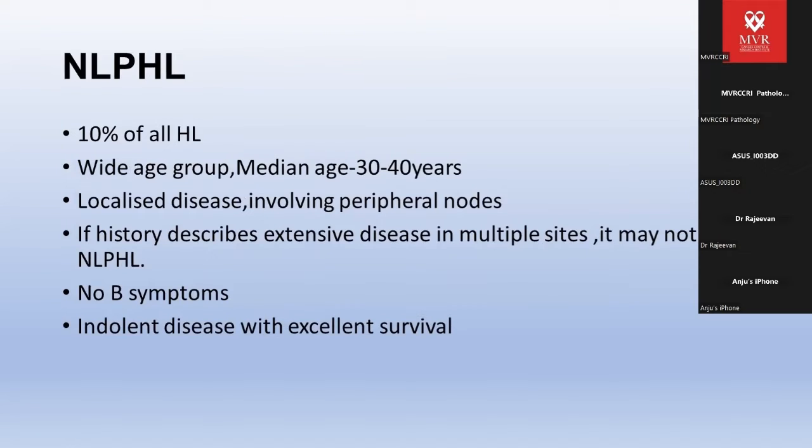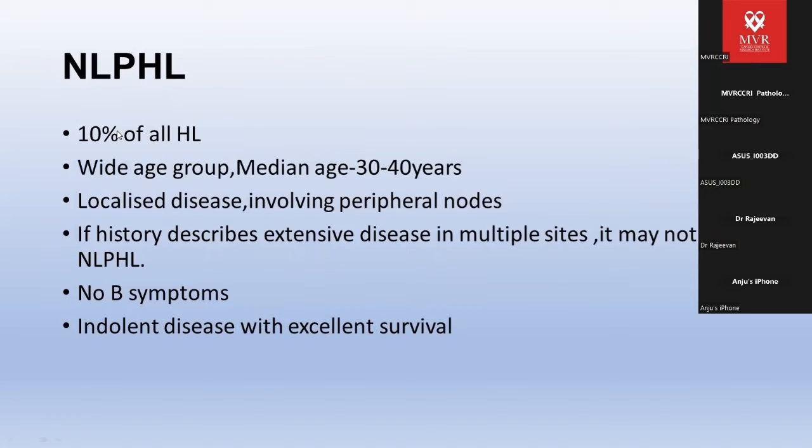That is nodular lymphocyte predominant Hodgkin lymphoma. Now, NLPHL is a very, very distinct entity. Even though it is put under Hodgkin lymphoma, I think most probably in future it is going to be removed from under the umbrella of Hodgkin lymphoma and put into non-Hodgkin lymphoma. Now, why is it different? What is so special about NLPHL?